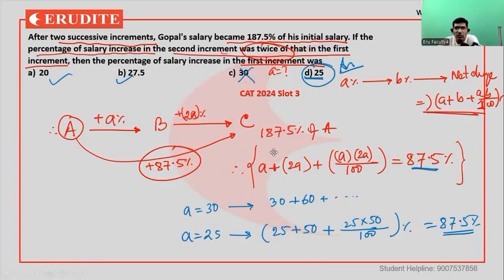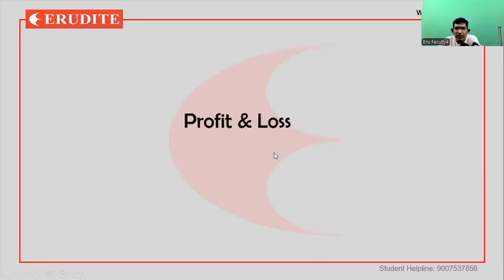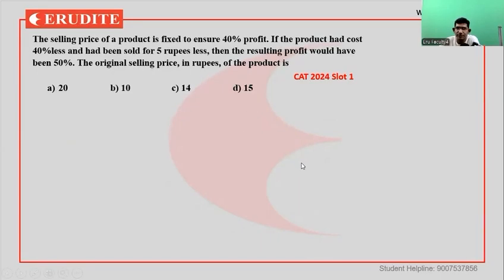Now let's move on to profit and loss. This is also a very high frequency topic in CAT. In every slot, you will get one question from profit and loss. Now let's take some recent examples of profit and loss and see how we can solve them with a faster method, without getting into complex ideas.